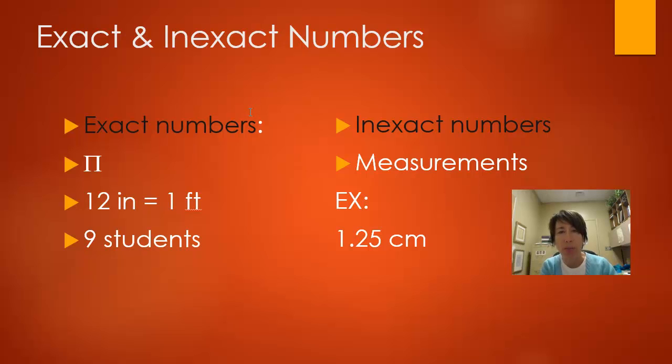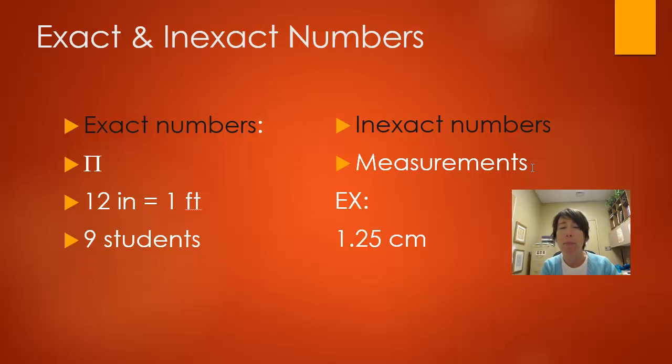Exact numbers are numbers that have infinite precision. For example, pi. Pi is an irrational number, but we know exactly what the value of each digit in each place value is. Another example of an exact number is the conversion factor 12 inches is equal to 1 foot. There are exactly 12 inches in 1 foot. And counted numbers are considered to be exact as well. For example, 9 students in a classroom.